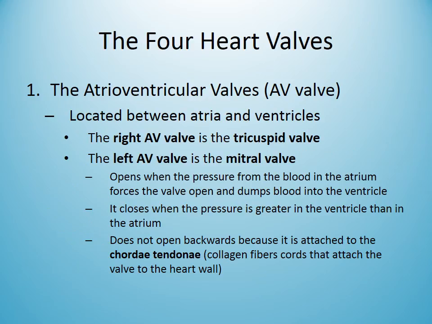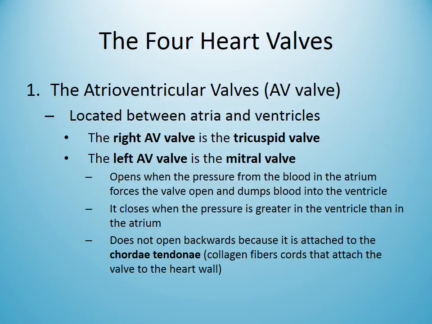The first valves that we're going to talk about are the atrioventricular valves, the AV valves. They're located between the atria and the ventricles. There's a right AV valve and a left AV valve. Now the right AV valve is called the tricuspid valve, and the left AV valve is called the mitral valve. They open when the pressure from the blood in the atrium forces the valve to open and dump into the ventricle. So when the atrium fills to a certain point, there's going to be so much pressure that the valve opens and dumps it into the ventricle.